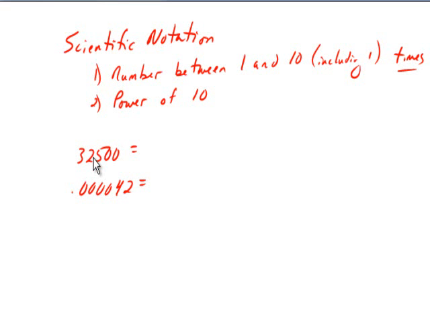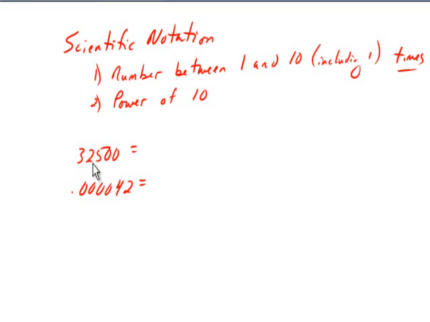When working with very large or very small numbers, it's sometimes useful to write those numbers in scientific notation. Scientific notation is writing a number as a number between 1 and 10, including 1, times the power of 10 that gives us the original number.